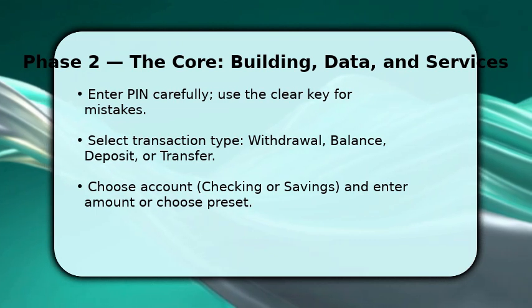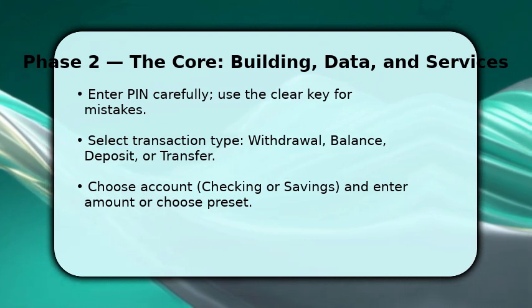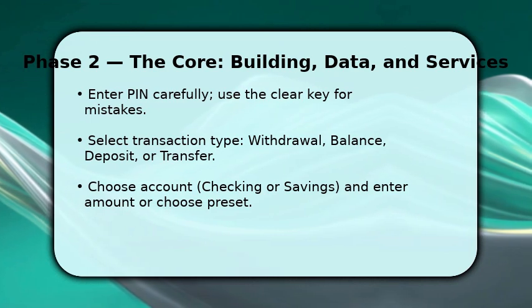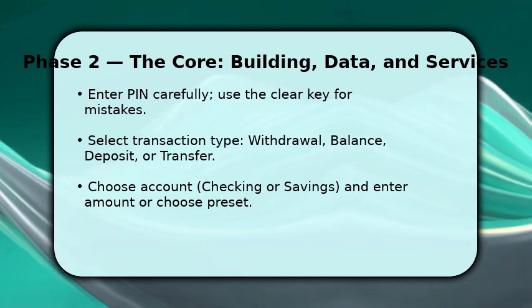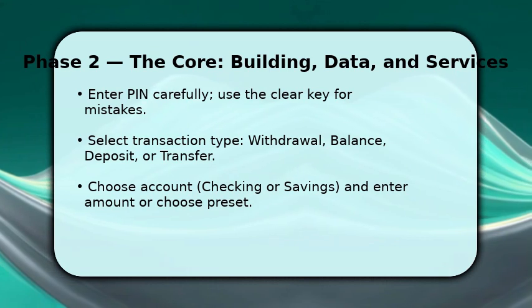If withdrawing, select the account, checking or savings. This matters for which account is debited. Enter a custom amount or pick a preset like $20 or $100. The machine may show fees, so confirm the total. Make sure to verify the amount on screen before you accept or confirm.